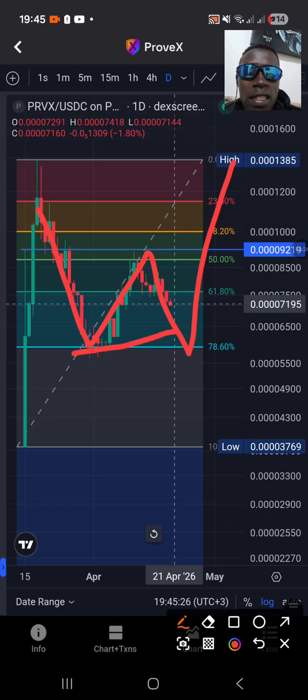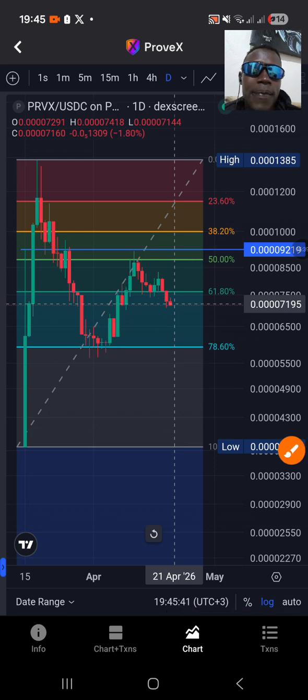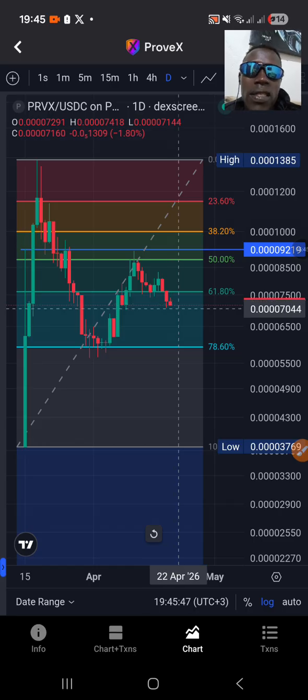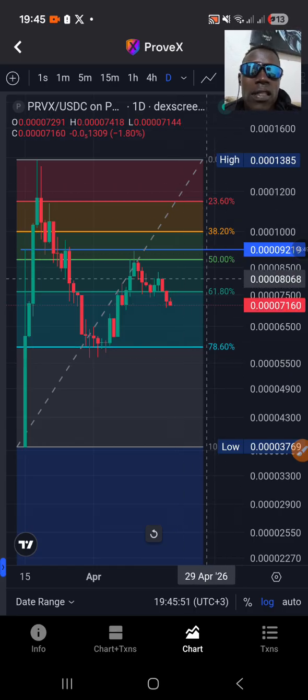So these supports, if tested once more, will mean that we have a lot of liquidity here, that is to say the buying, the supply. There's a lot of supply there. Once price retests this zone, we are going to confirm how price is going to perform in the next few days.